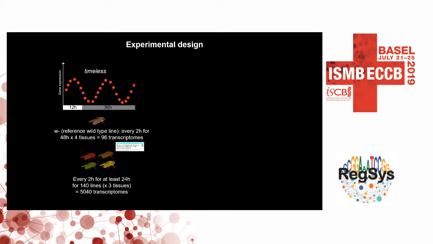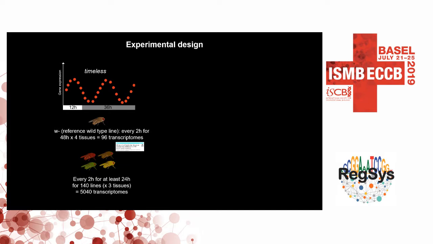For that, we first generated a reference transcriptomic data set, sampled every 2 hours for 48 hours, first in 12 hours of light, and then, just to make sure that this is true circadian gene expression, we also sampled those flies in 36 hours of darkness. We did this in 4 different tissues, leading to 96 transcriptomes, and again, we used our own BRB-seq approach for this analysis.